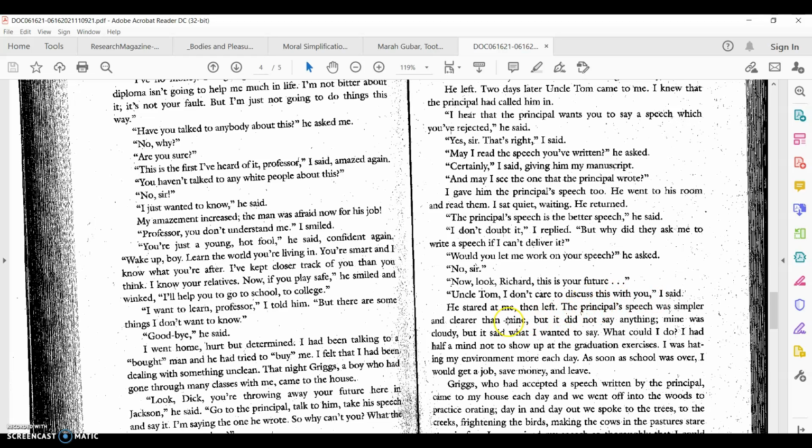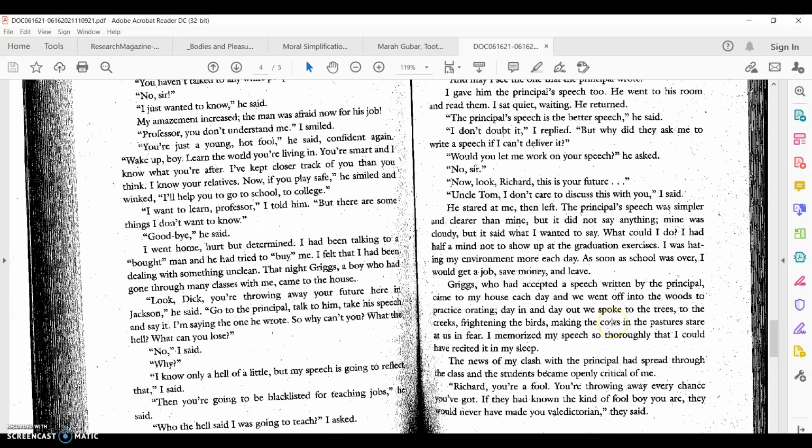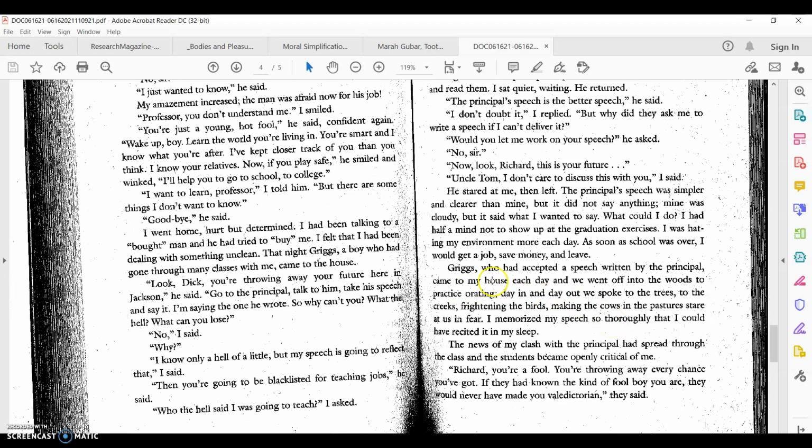The principal's speech was simpler and clearer than mine, but it did not say anything. Mine was cloudy, but it said what I wanted to say. What could I do? I had half a mind not to show up at the graduation exercises. I was hating my environment more each day, and as soon as school was over, I would get a job, save money, and leave.